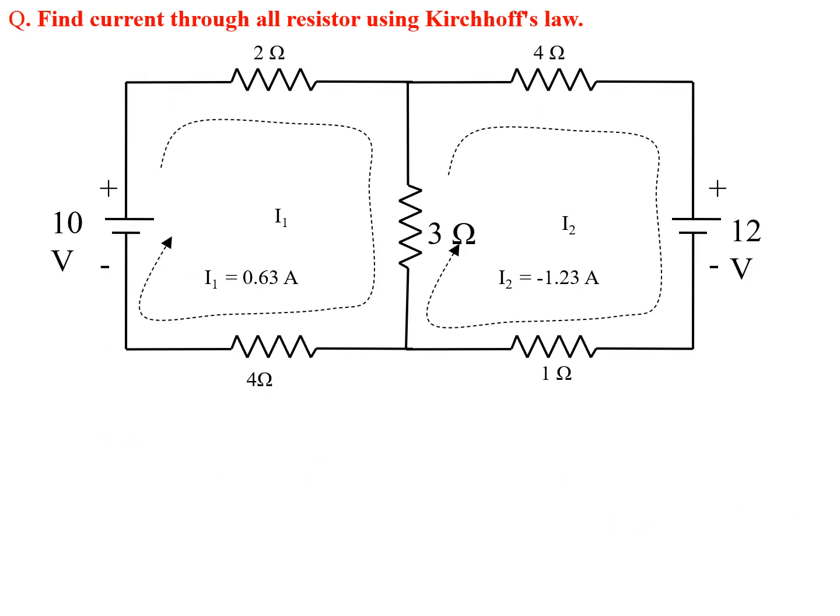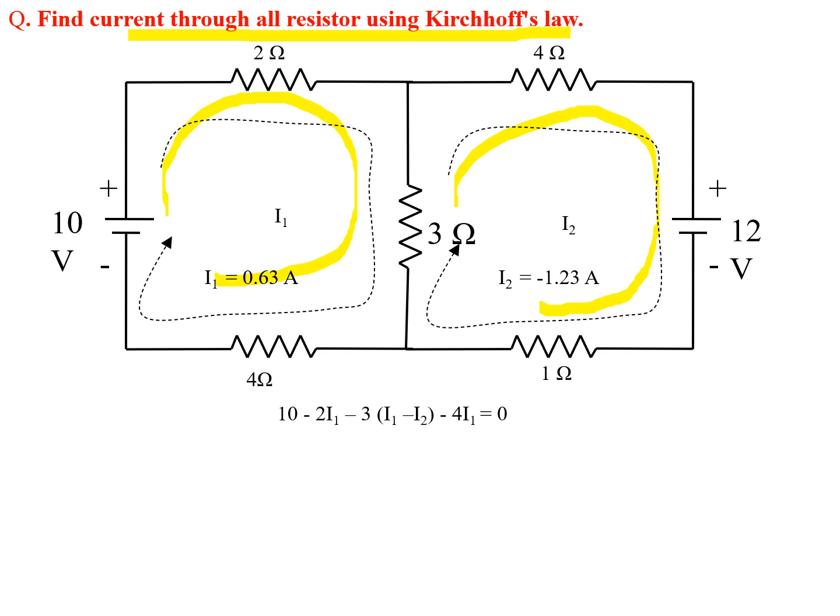Now I have considered a simple example. Here I have considered two closed paths. You can see this is the first closed path and this is the second closed path. My aim here is to find out the current through all the resistances by using Kirchhoff's voltage law. So first I will apply the KVL equation.